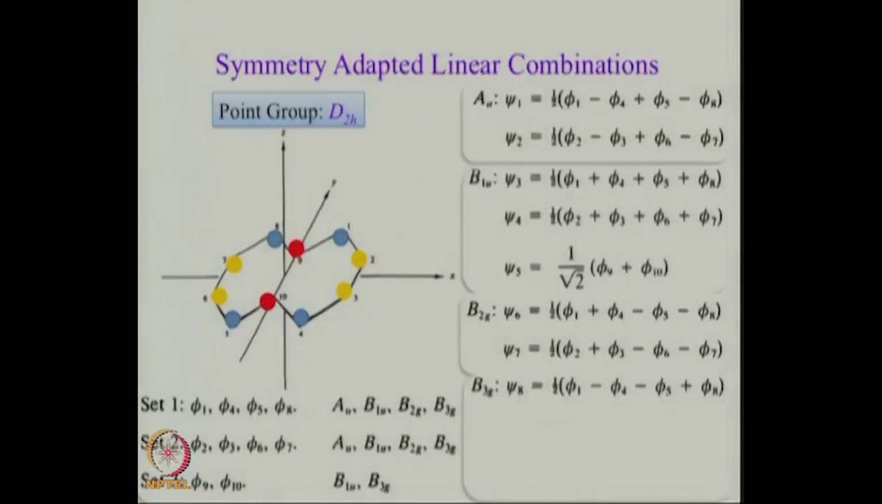And finally, B3G, these are the answers. So, what we can do, as we have seen, is that using projection operators, we can generate some symmetry adapted linear combinations, right, which give us the right symmetries.